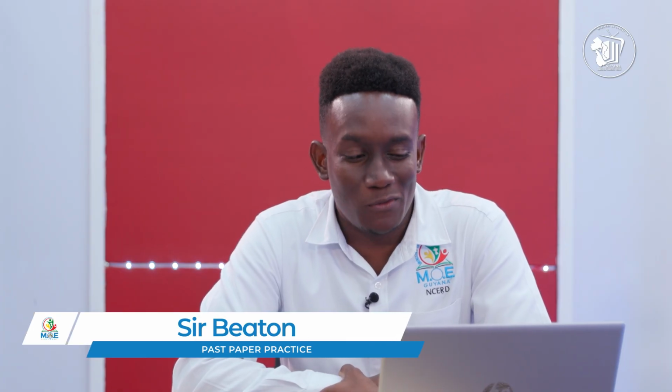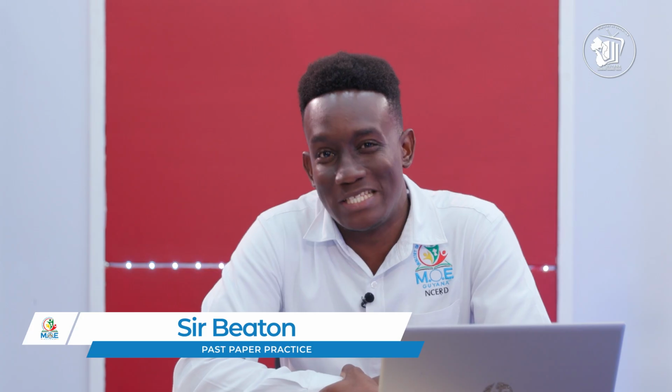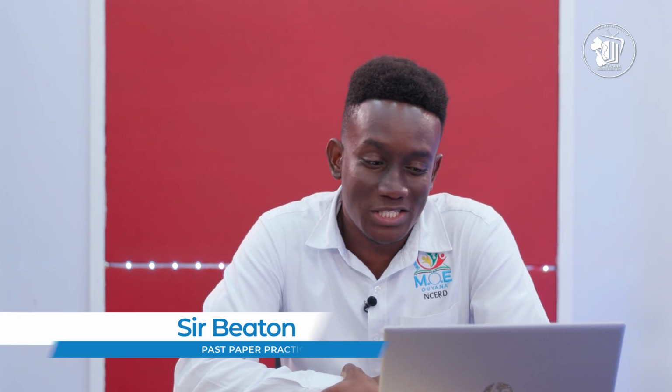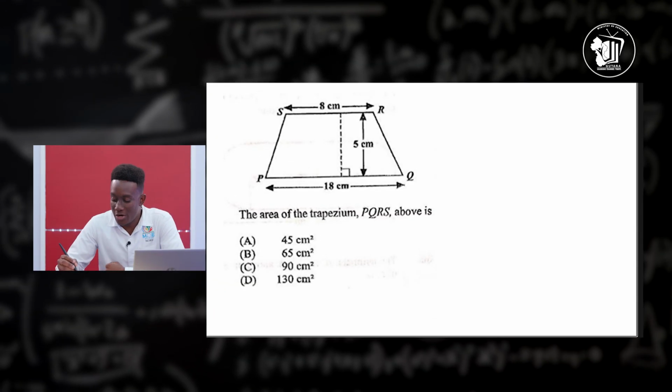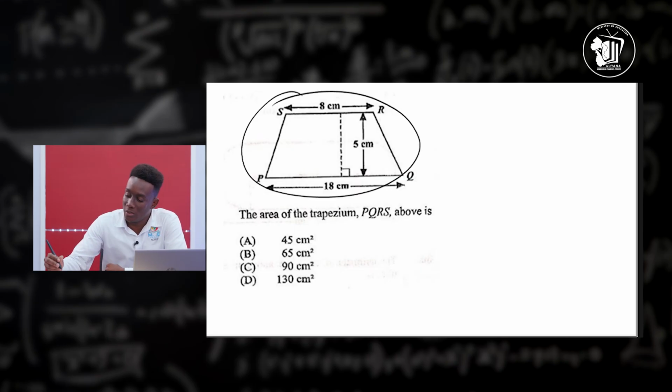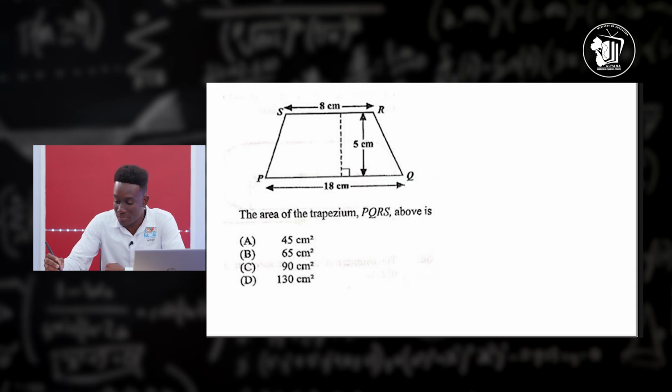In this video, I will be tackling some measurement multiple choice type questions. So let's head straight into the first question. This one says, the area of the trapezium PQRS above is... so we have a trapezium at the top here and they want us to find the area of this trapezium.